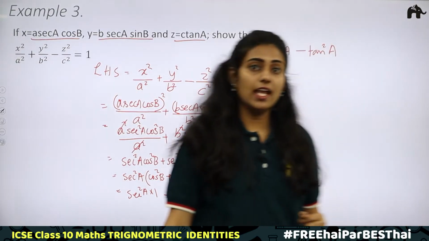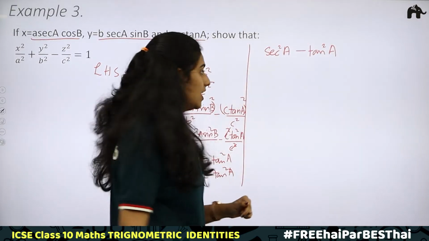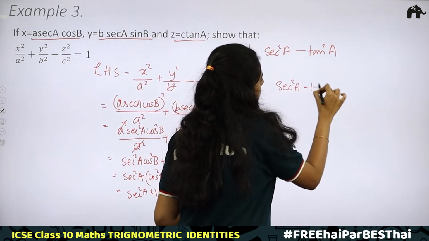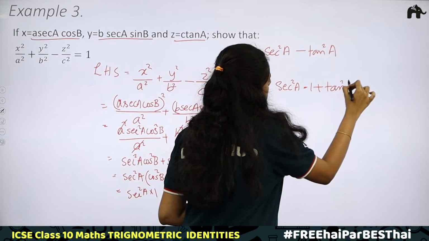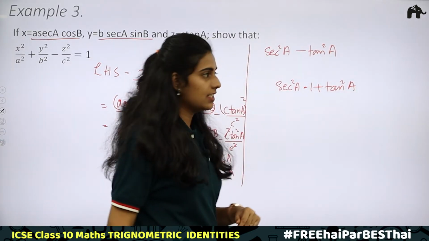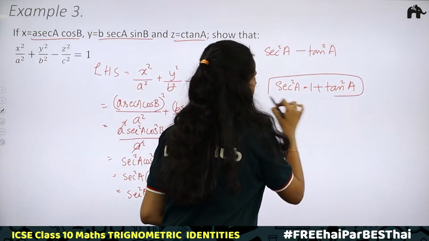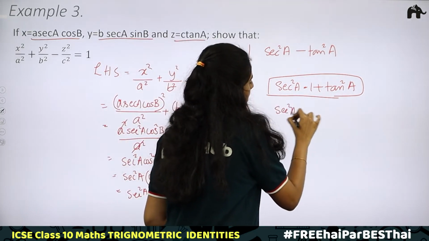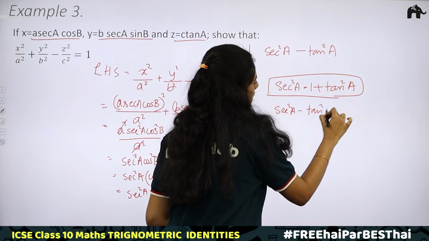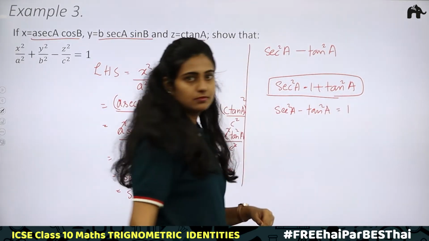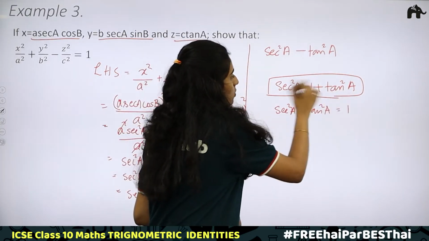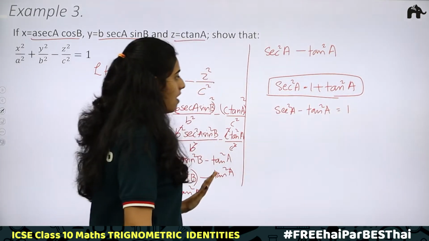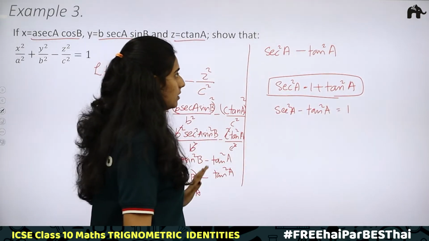What is sec square A minus tan square A? We have studied an identity: sec square A is equal to 1 plus tan square A. Using this identity, just shifting tan square A to the opposite side, we get sec square A minus tan square A is equal to 1.